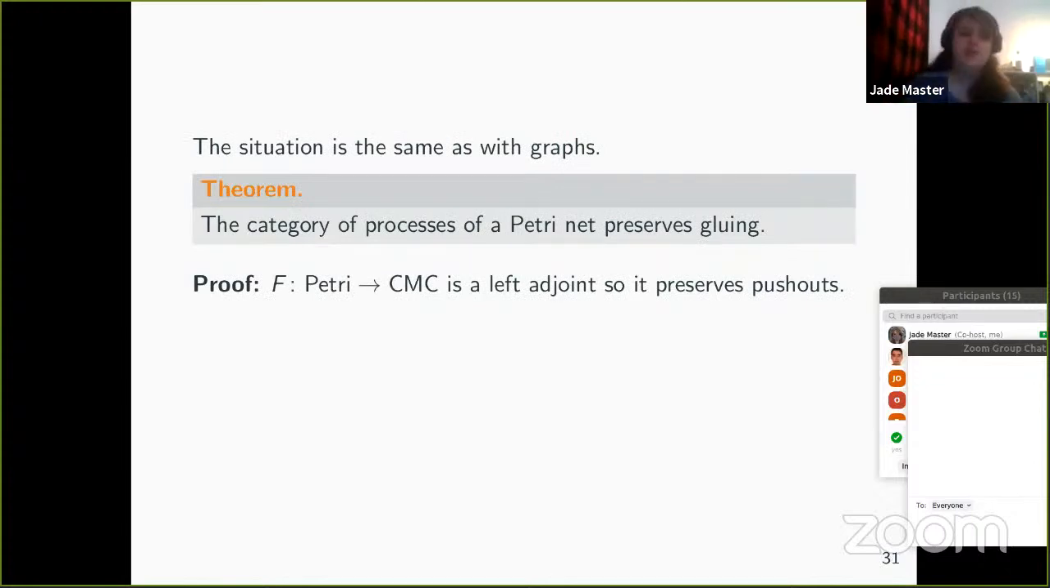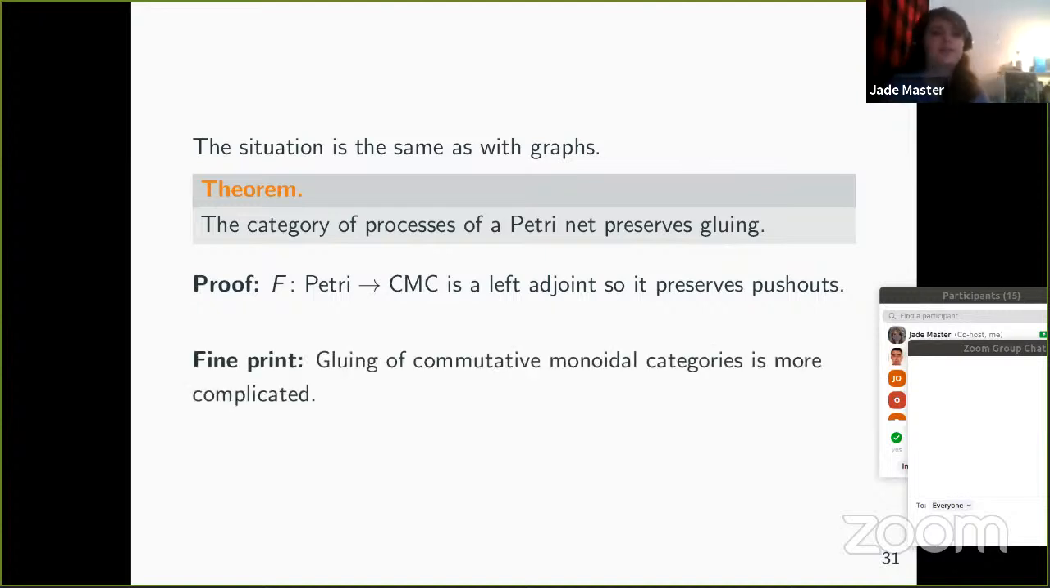So again, like before with graphs, here's a nice theorem. The category of processes of a Petri net preserves gluing. And the proof is pretty simple, like before. F is a left adjoint, so it preserves pushouts. And the fine print is the same, just like before. Gluing of commutative monoidal categories is more complicated.